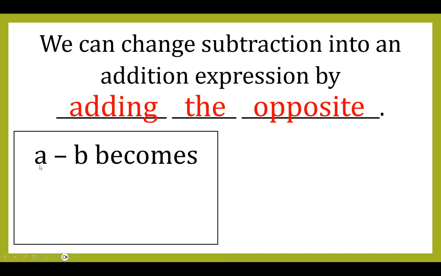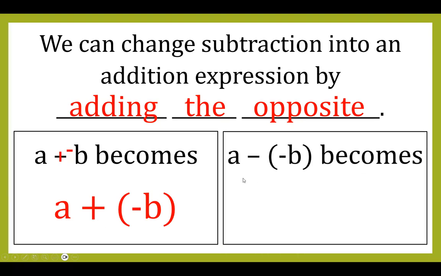So for example, let's say I have A minus B. Well, I can change this subtraction into an addition problem by adding the opposite. So here I want the minus to become a plus, so I'm going to add the opposite. So plus, the B was positive, it becomes negative. So my A minus B now becomes A plus negative B.